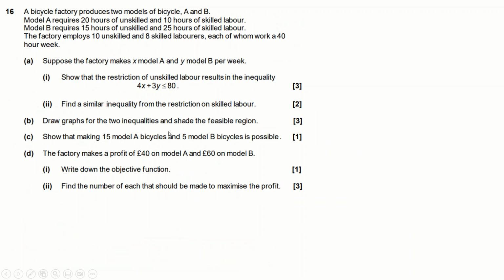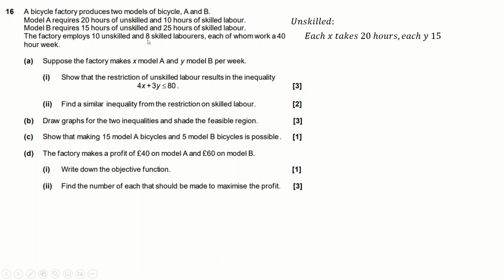Yeah. This is the last question. I remember it because there's bits down here that I just didn't know how to do because it's not real maths. Suppose the factory makes this and this, show this. Okay, so focusing on unskilled for a second. 20 hours of unskilled. So for every X you build, it takes 20 hours, and for every Y you build it takes 15 hours. This is just focusing on unskilled labor.